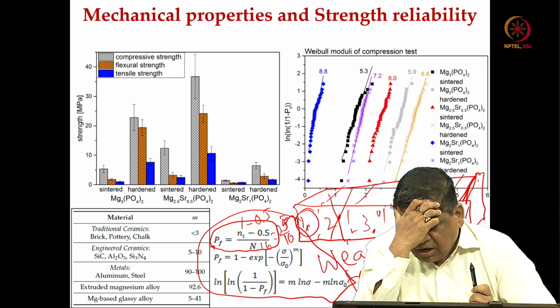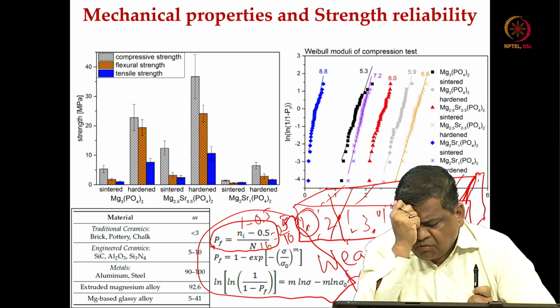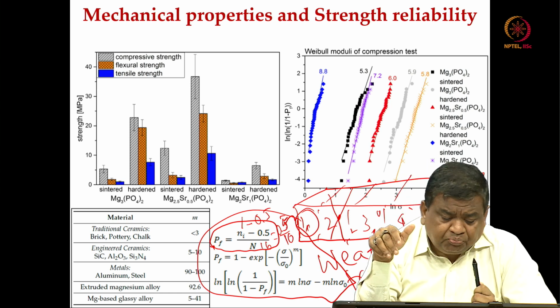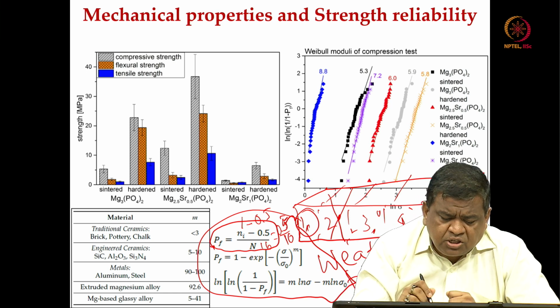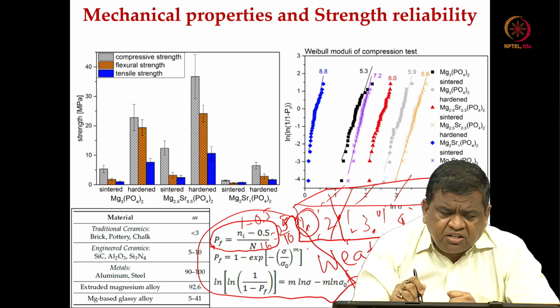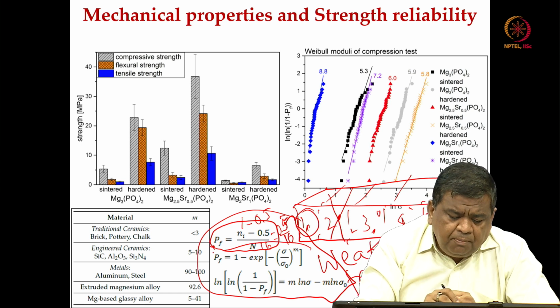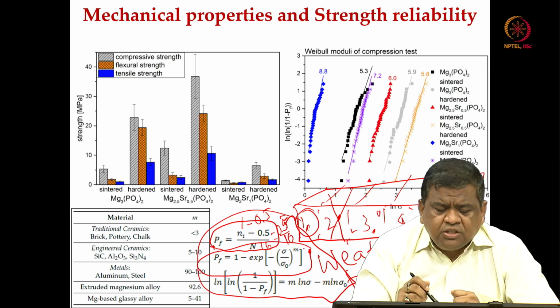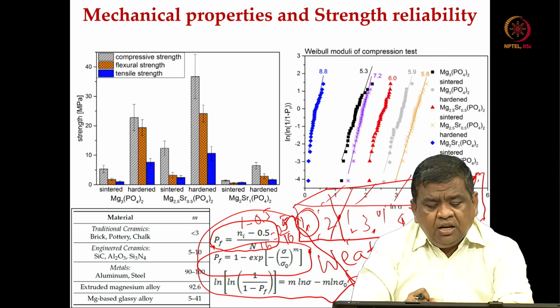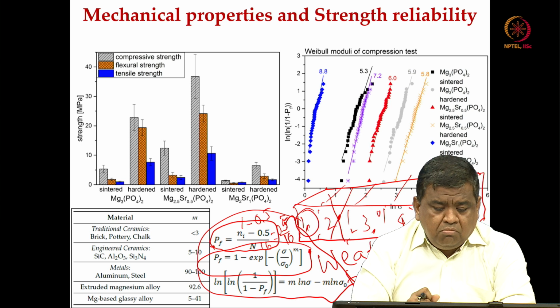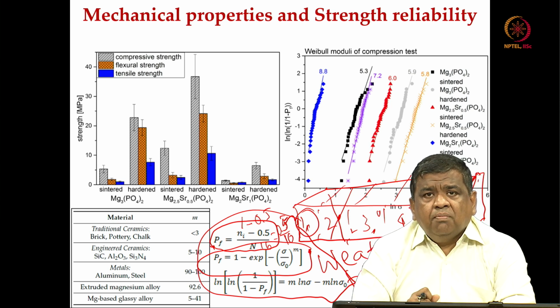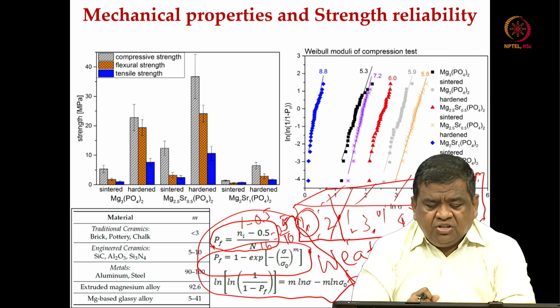Okay? And in this particular case, we have found out the probability of failure of an individual volume element, and one can go through this hypothesis of weakest link fracture statistics, which has been provided by Weibull. Then you can arrive at this particular formulation, which shows the probability of failure is 1 minus exponential of negative (sigma by sigma naught) to the power m, what we call the 2 parameter Weibull distribution, where m is the Weibull modulus and sigma naught is the characteristic strength.